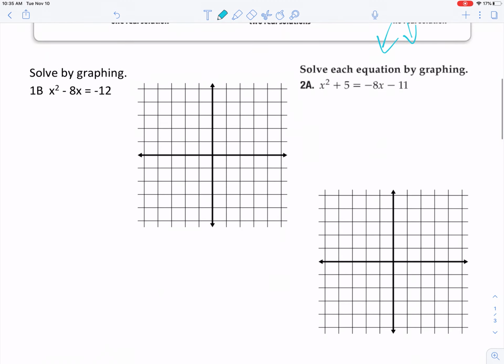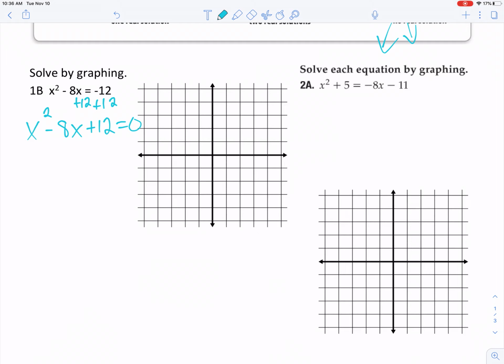I say graph, you say table. Here's the thing about today. They potentially are going to say that it equals something. It needs to equal either y or 0. You see how over here I've got this negative 12 chilling on the wrong side of the equal sign? That's not okay. So let's add 12 to both sides. X squared minus 8x plus 12 equals 0. And then from here, I say graph, you say table.